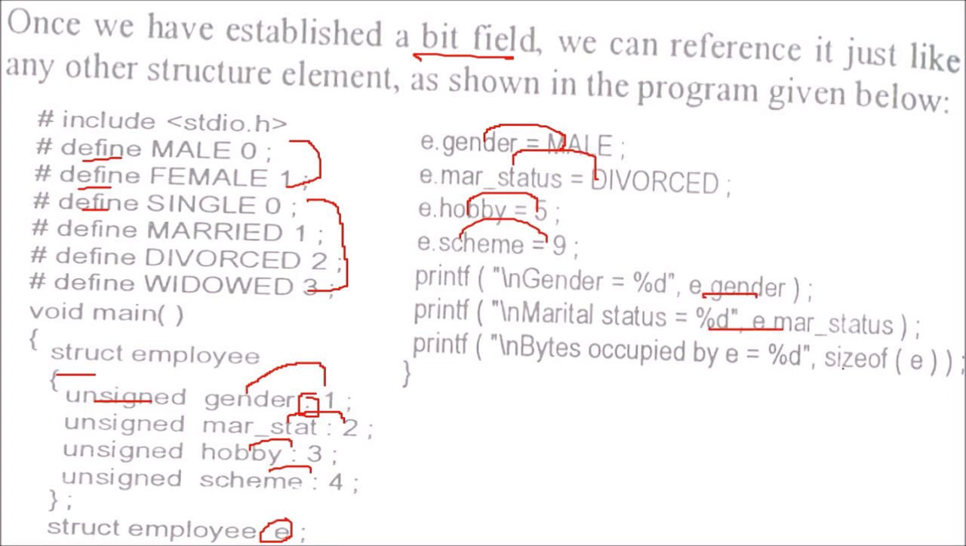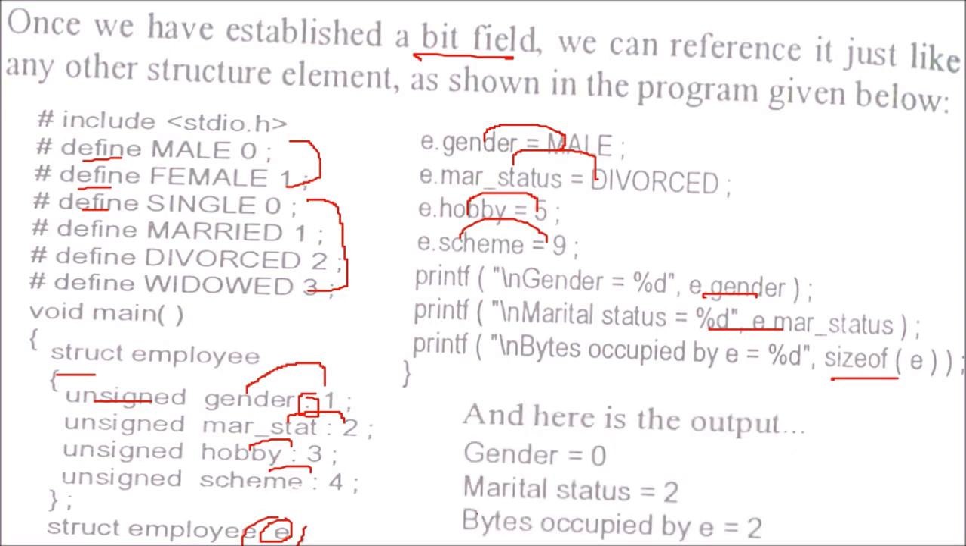Now if you want to print the size also, you can give the variable inside a sizeof. You will see how many bytes it is taking. It is taking 2 bytes. The structure is taking 2 bytes, and of course the numbers like 0 and 2.